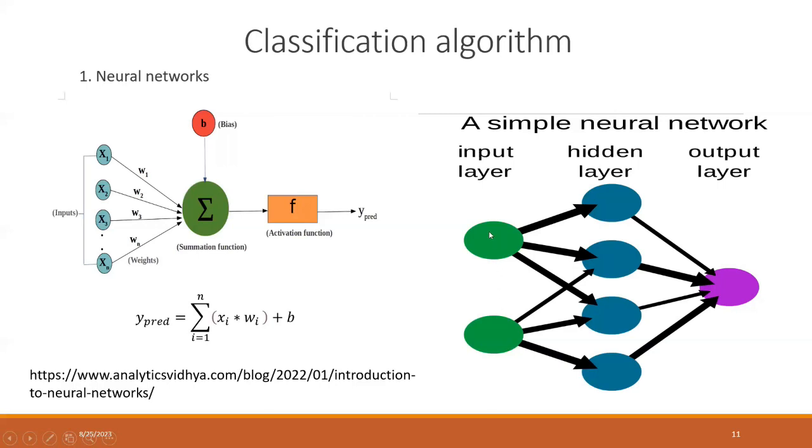Single neuron means this is a single neuron, this is a single neuron, this is a single neuron. In this neural network, in the input layer there are two neurons, in the hidden layer there are 4, and in the output layer there is 1, in this example. How to decide how many neurons should be in the input layer, the output layer, and the hidden layer, I will tell you later. But right now, let's see how a single neuron functions.